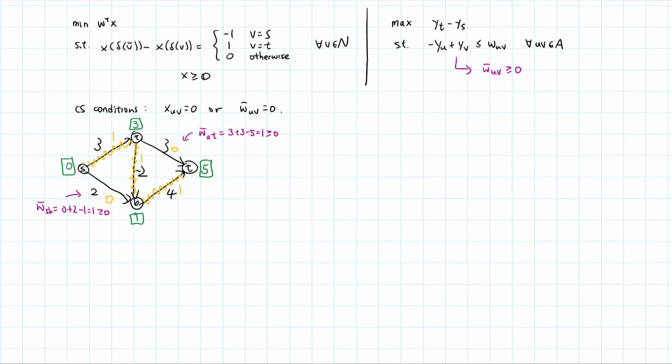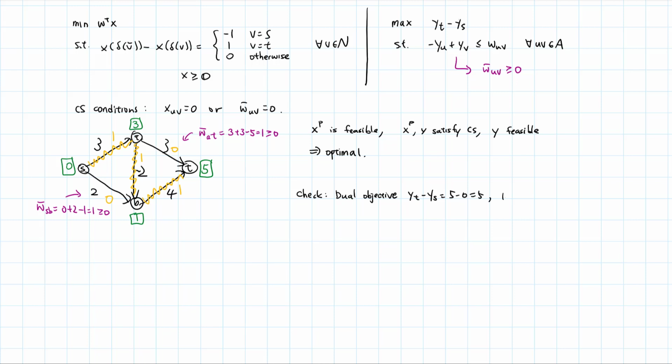So what we have here is x_P, the characteristic vector, is feasible. x_P and y satisfy CS conditions, and y is feasible. So that proves that our solution is optimal. We can check that the dual objective value is y_t minus y_s, which is 5. And that is precisely the length of our ST dipath.